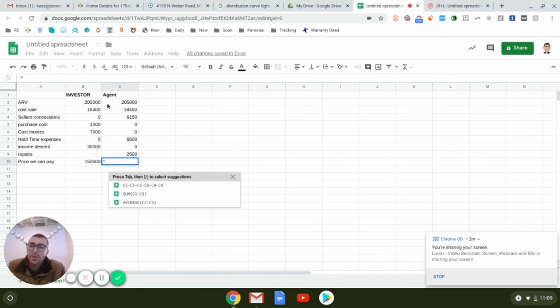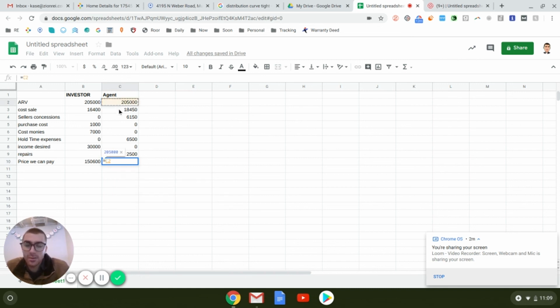So if you're going to walk away with your funds here, let's determine what you're going to make. You're going to say our 205 minus our cost of sale, minus seller's concessions, minus your hold time expenses, and then also your repairs and your expenses. Your net is going to sit at about $171,000. So working with us is going to net you less money, in the range of $21,000. And so I can't tell you if that's worth it or not for you. But working with us means a simple sale.